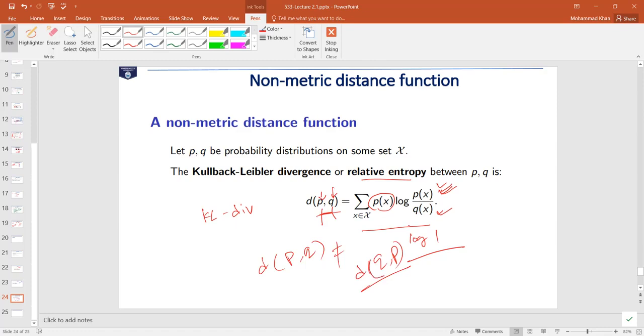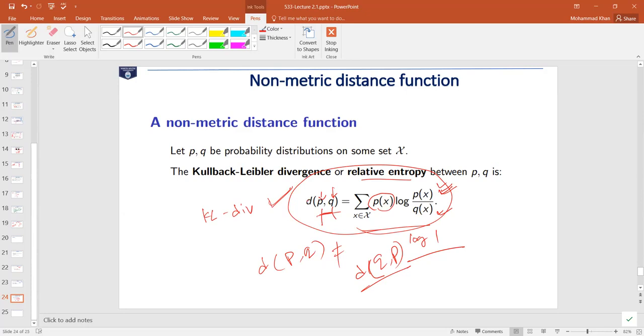And also triangular inequality does not really make any sense for this metric. So it does not follow all the properties for a metric space, but still it is used and it gives us very good results. So it's an exception, but it gives us good results, and there are some reasons for that.